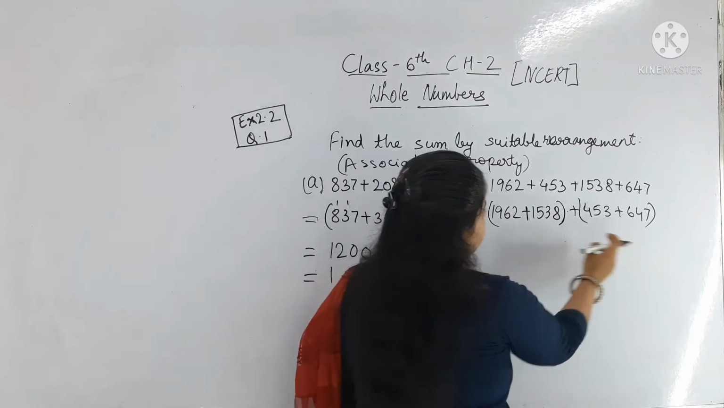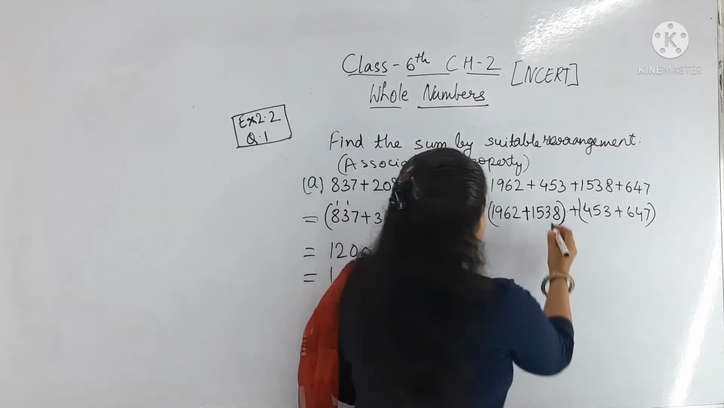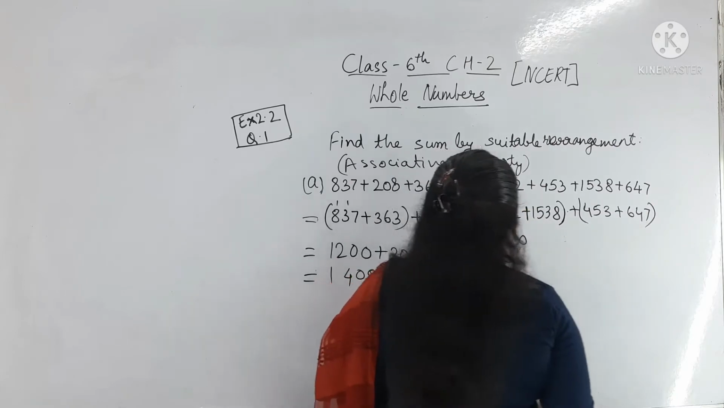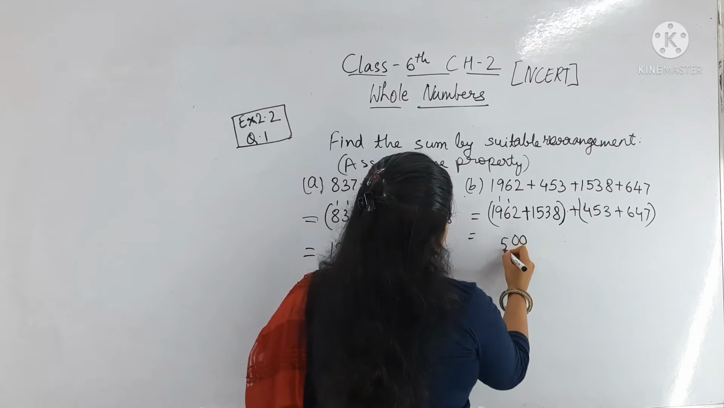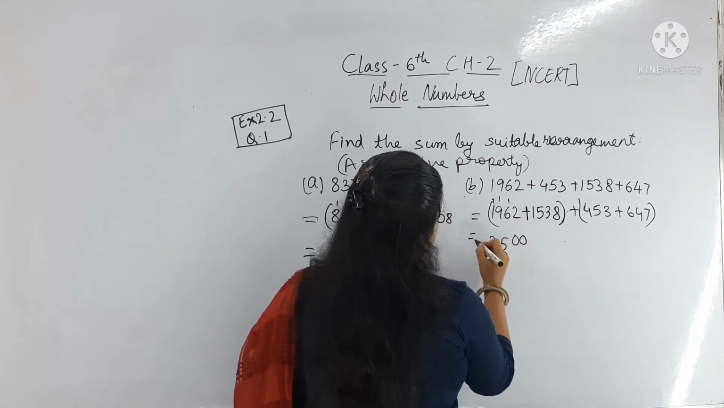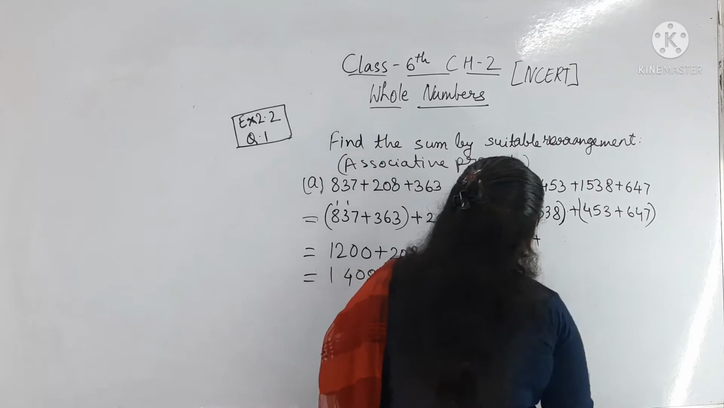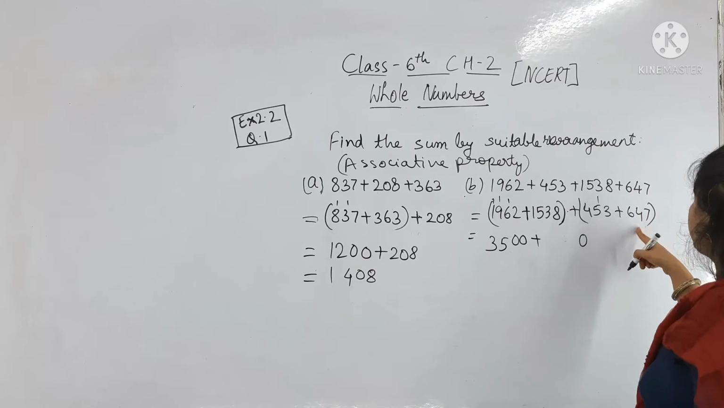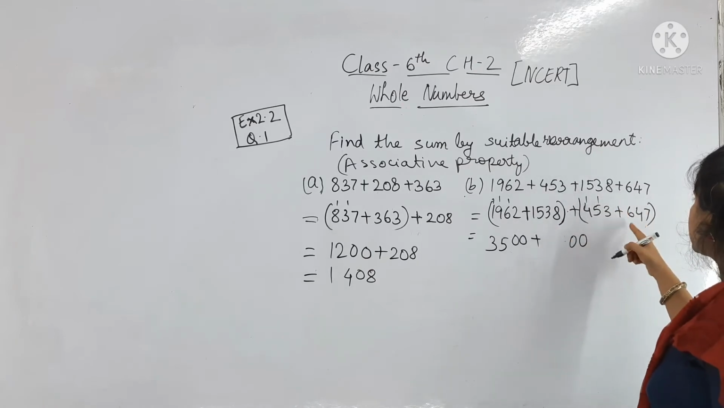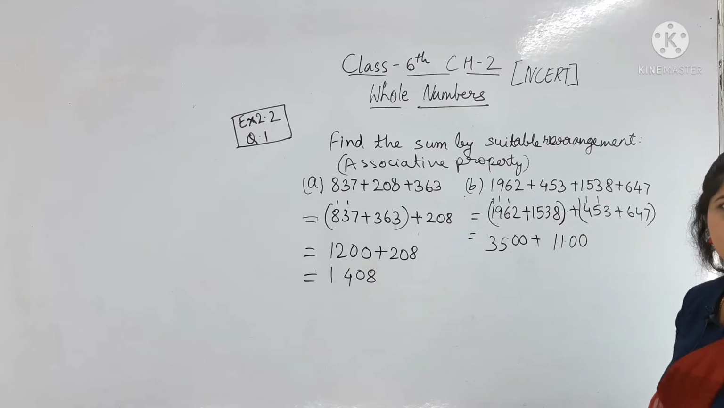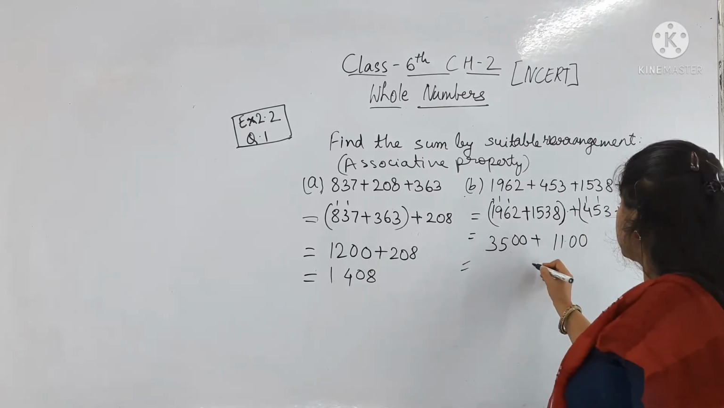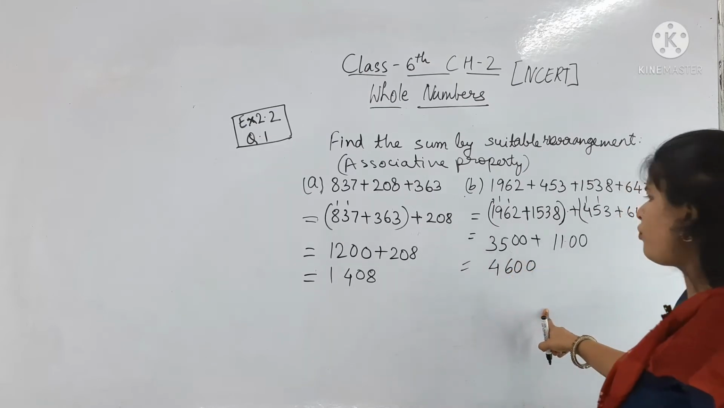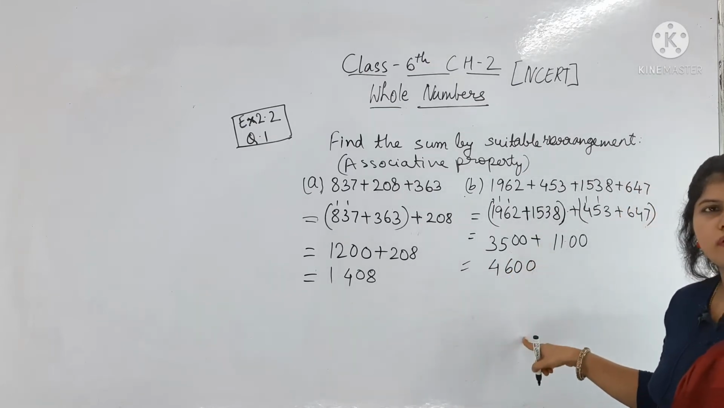This 8 plus 2 is 10 and this 7 plus 3 is 10. So 8 plus 2 is 10 here, 6 plus 4 is 10, 9 plus 1 is 10, 10 plus 5 is 15, 1, 2 and 3, 3500 I am getting here. Plus you can see 7 plus 3 is 10, 5 plus 4 is 9, 9 plus 1 is 10, 6 plus 4 is 10 and 1100 I am getting. So here 0, 0, 5 plus 1 is 6, 3 plus 1 is 4. So I am getting here 4600. So this is question number 1.